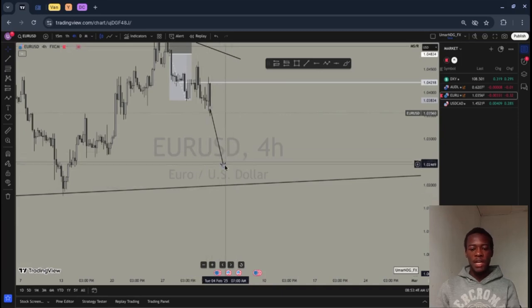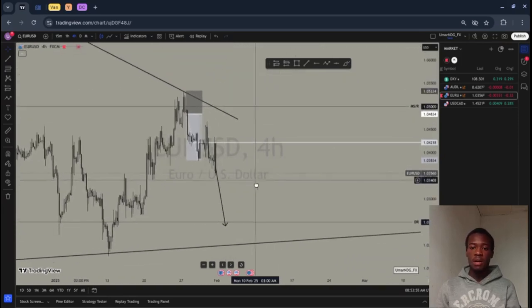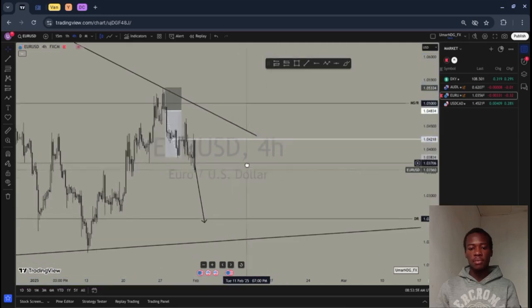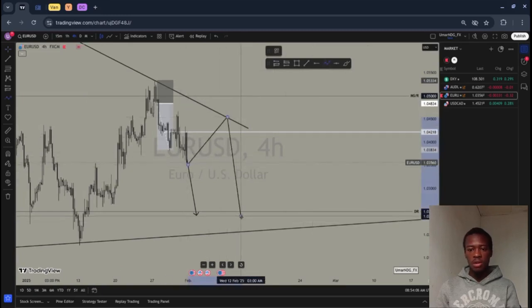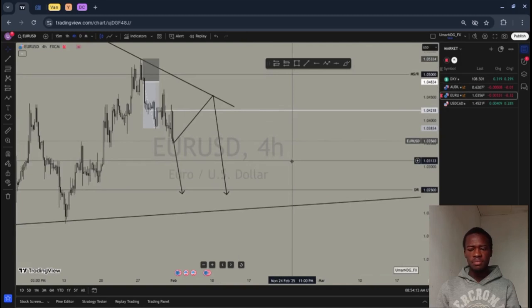But yeah, I'm anticipating the market to come all the way to here. If it comes all the way to here, then we might be considering to take a buy around here. If the market decides not to, I would wait for this trend line. If the market comes to this trend line, hits it, and then I'll continue to the downside. And that's what I'm just anticipating on this pair.